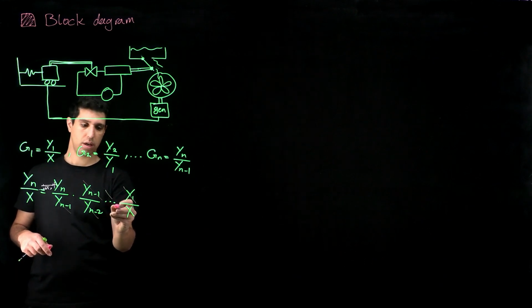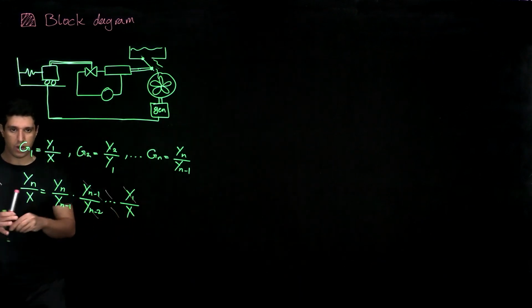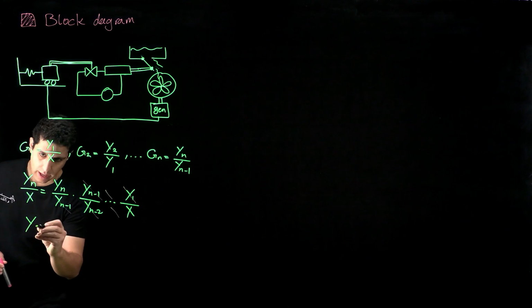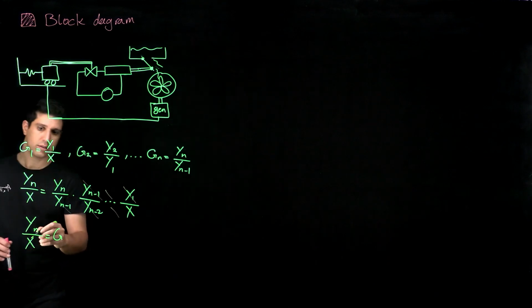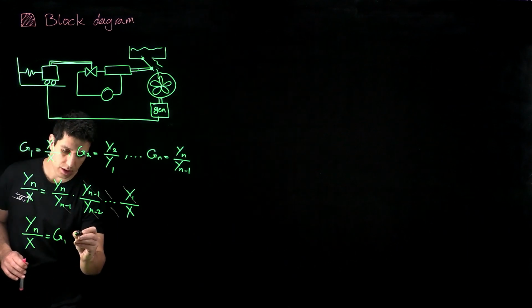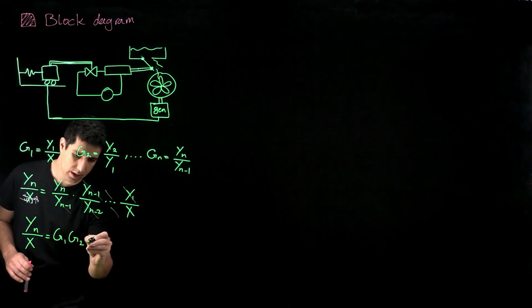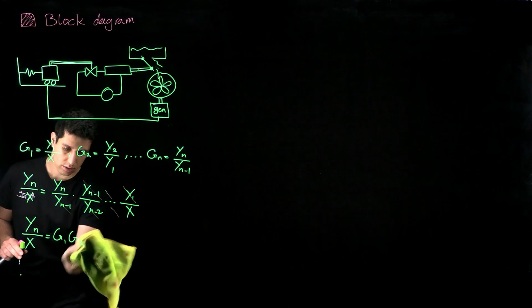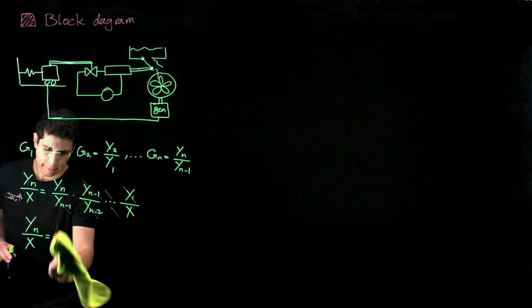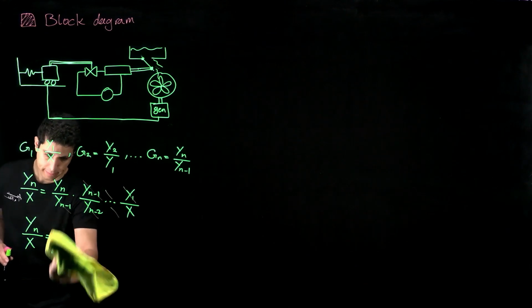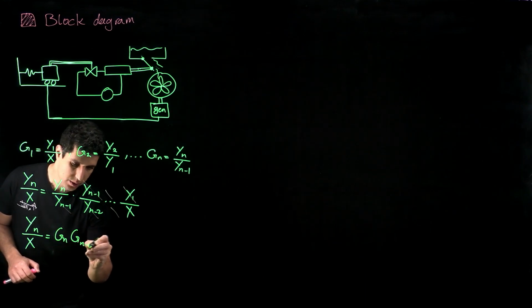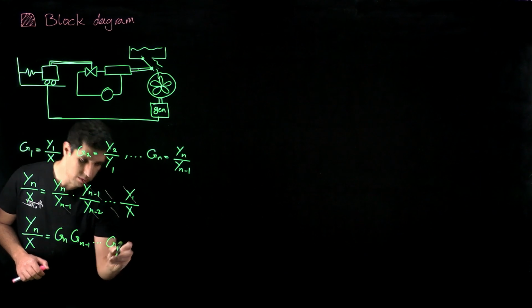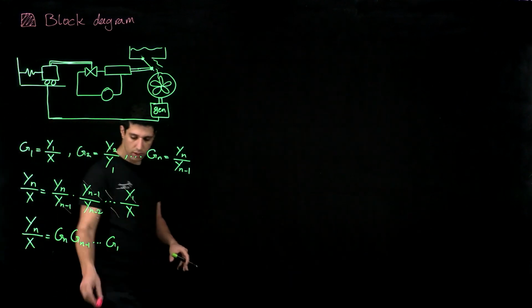So I should be able to find my yn over x to be just the multiplication of all of these. Let me write it backwards so it makes more sense: Gn times Gn minus 1 times all the way to G1.